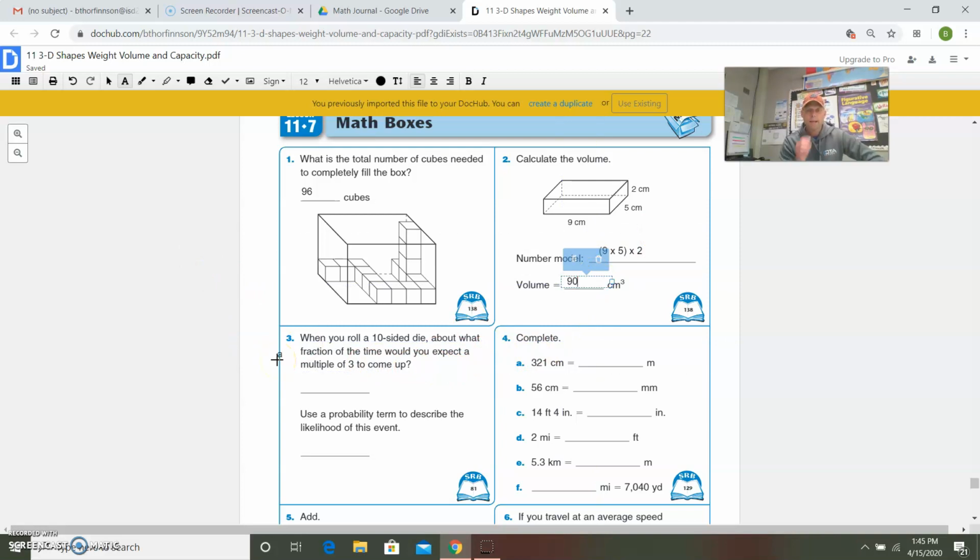This one, when you roll a 10-sided die, there's 10 sides to it. What fraction of the time would you expect a multiple of 3 to come up? Well, if we did multiples of 3, we'd count by 3s. 1 times 3 is 3. 2 times 3 is 6. 3 times 3 is 9, and then we'd be done because we're a 10-sided die. So we have 3, 6, and 9. So we have 3 sides that would be a multiple of 3. So our fraction there would be 3 out of 10, or 3/10.